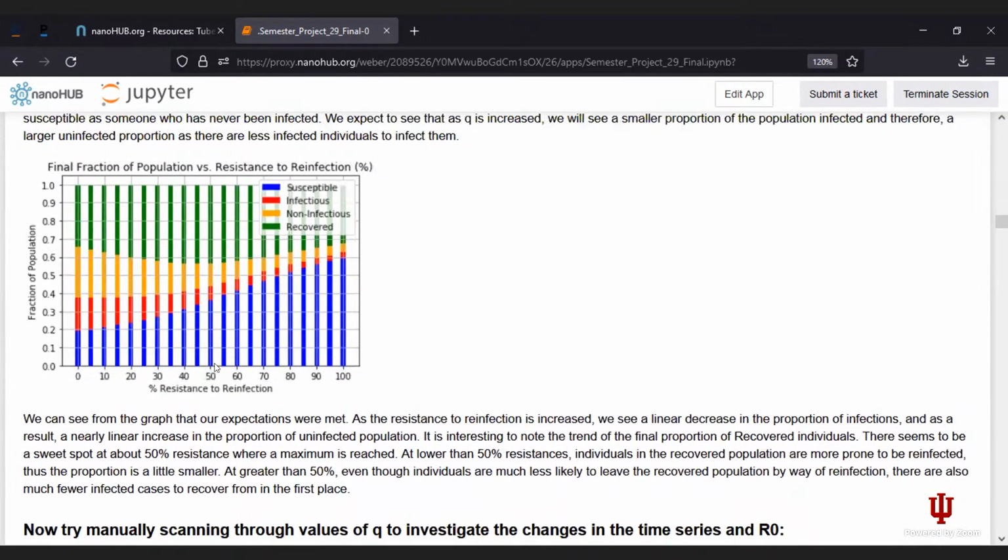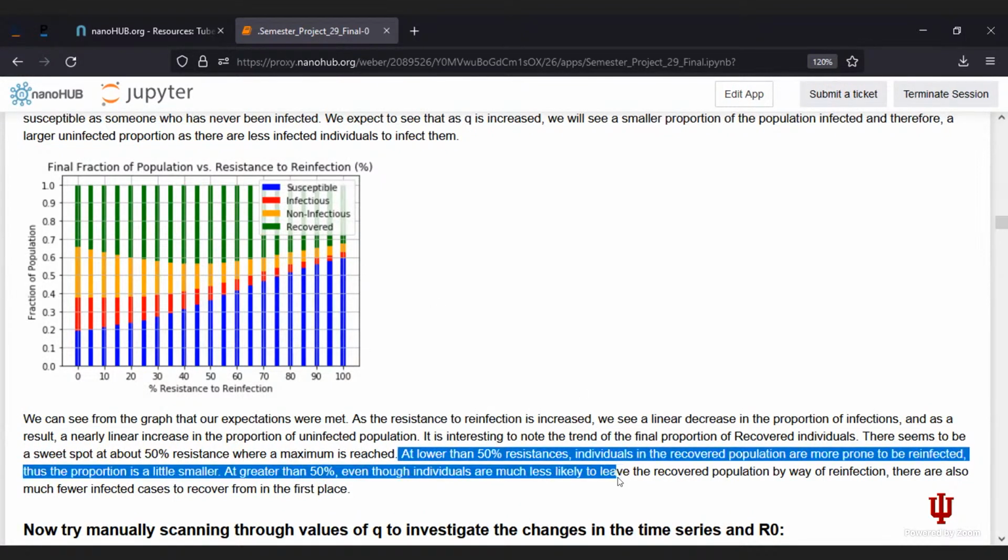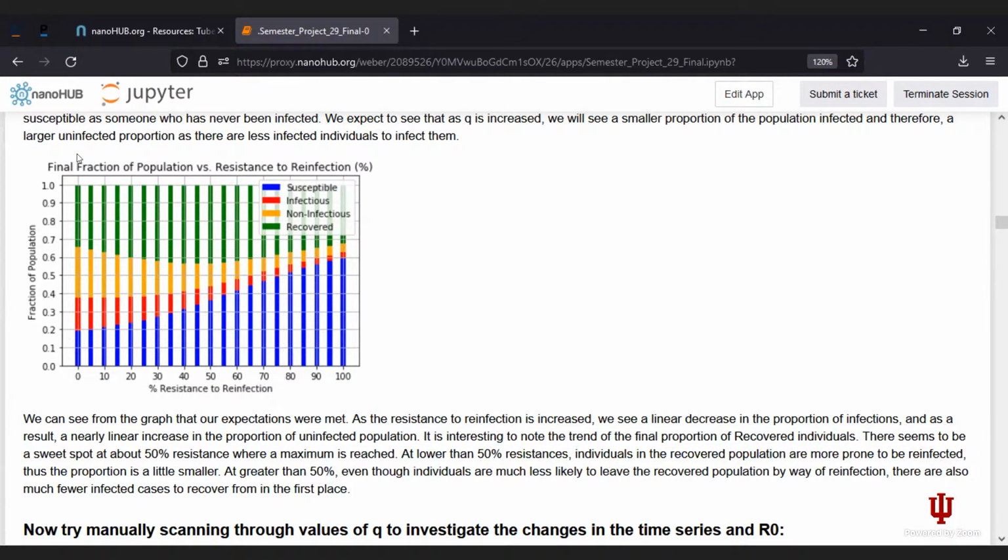So if someone has a really high resistance to infection, then the number of recovered individuals will be about the same as it was with 0%, but you have a lot more people that are just susceptible. So this is the main insight they take away. There's this kind of dividing point here around 50%, where recovered people stops growing and starts to decrease.